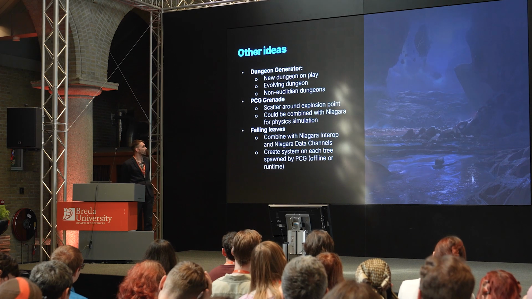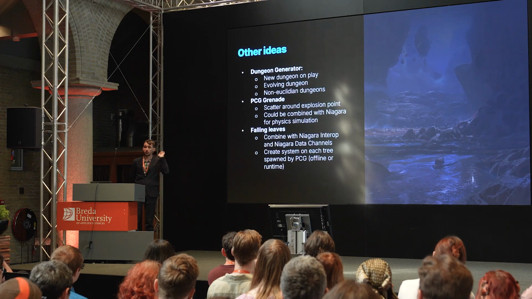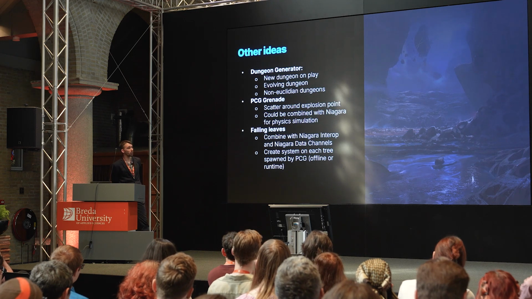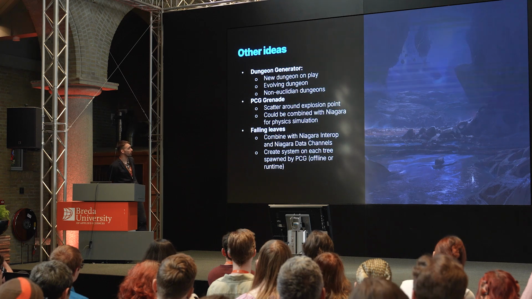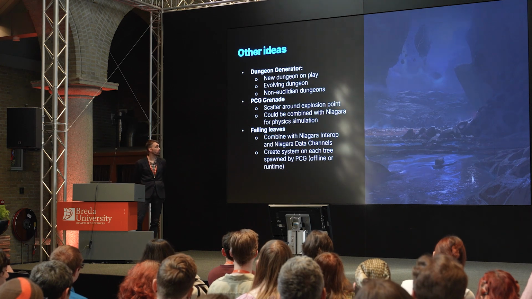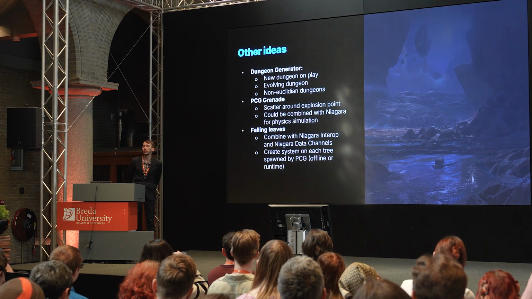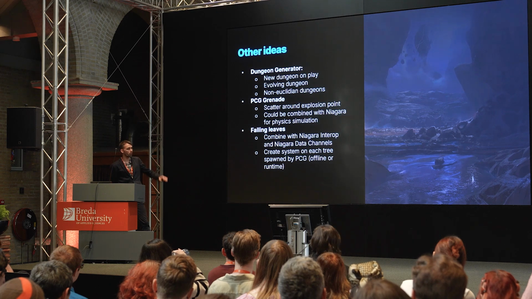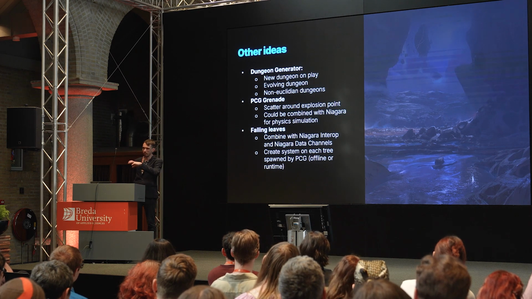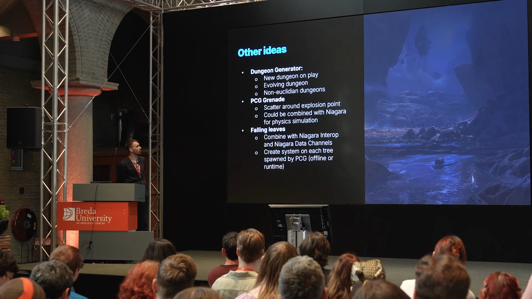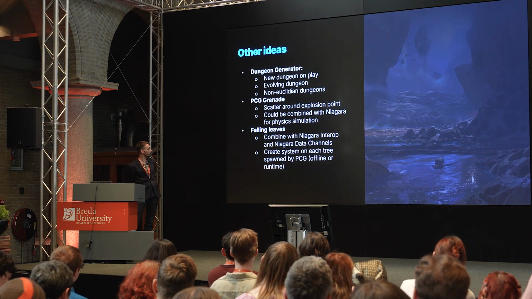Another possibility could be a PCG grenade, where you just throw a grenade, and then at the explosion point, you scatter points and spawn meshes or whatever. It could also be combined with Niagara or Chaos physics, so that you let the particles settle on the ground, and then at the places where they have settled, you can spawn stuff.